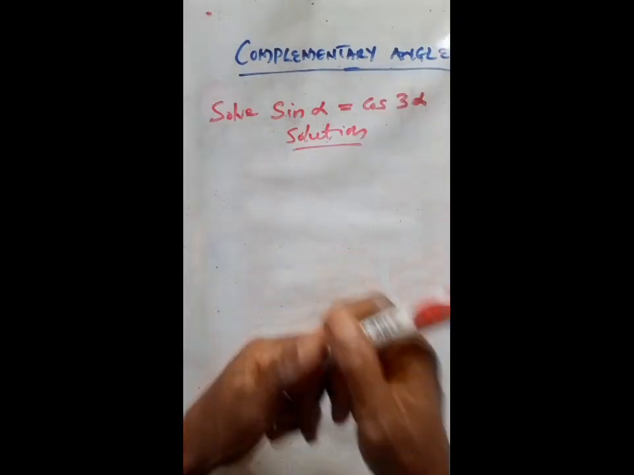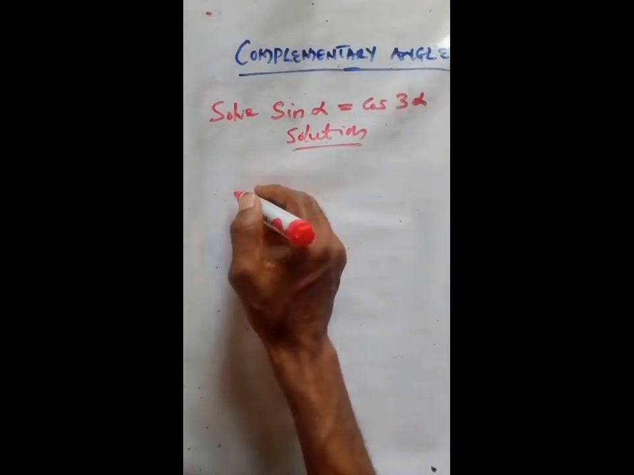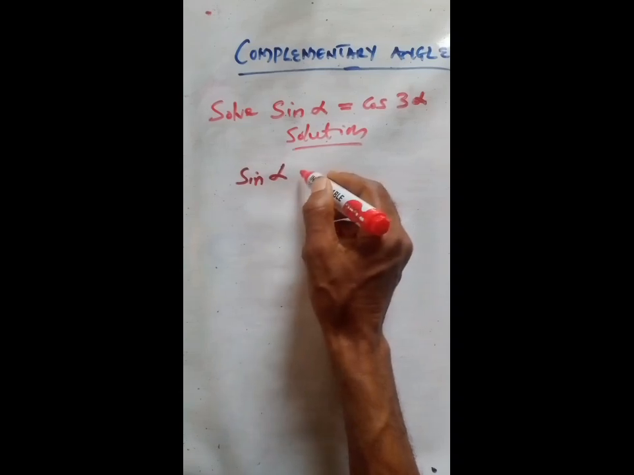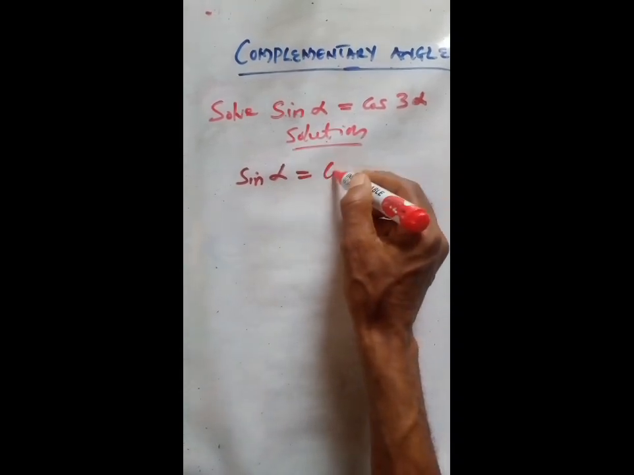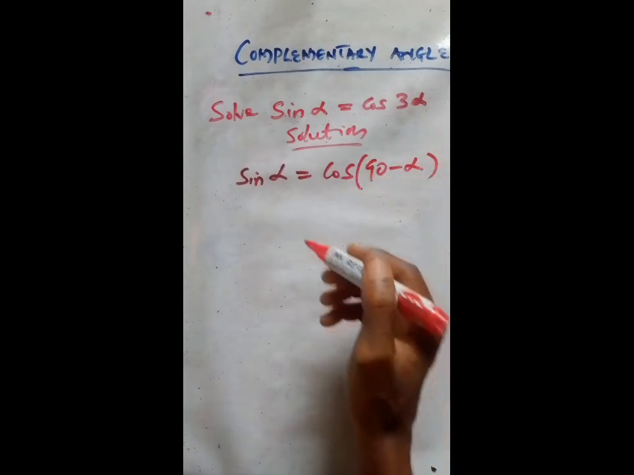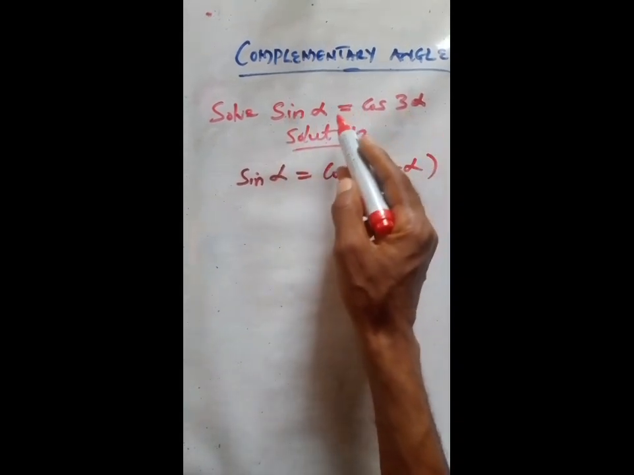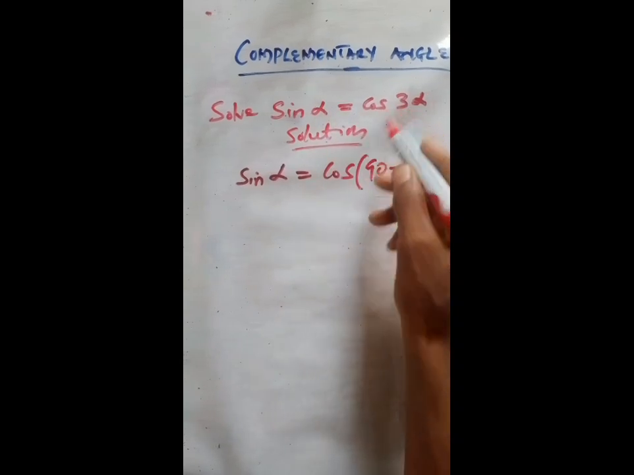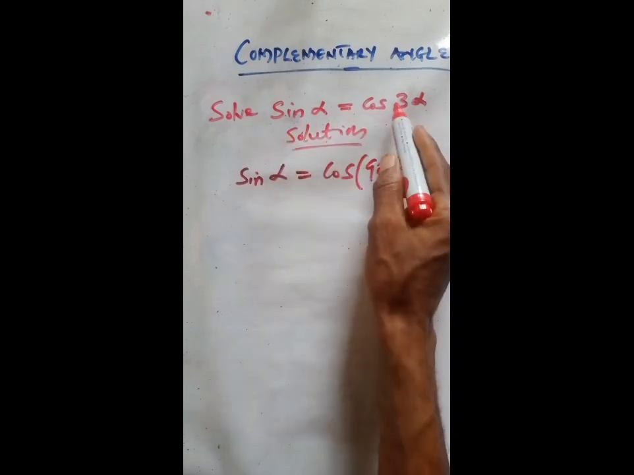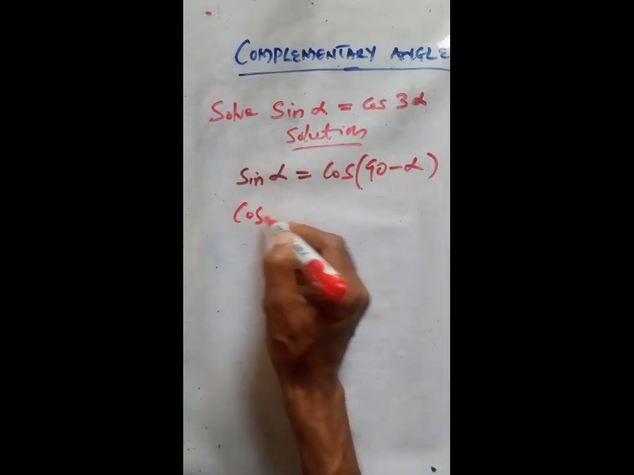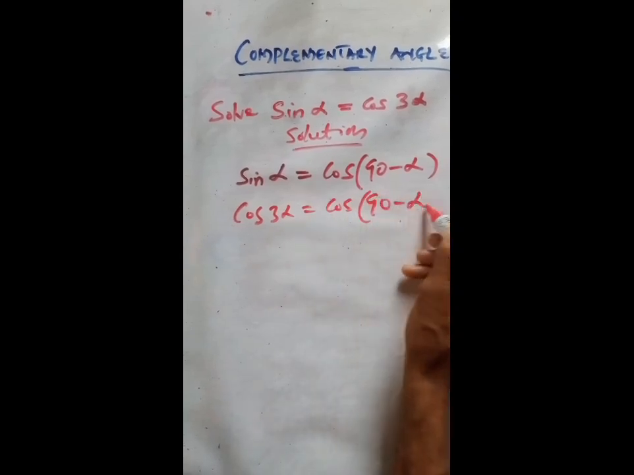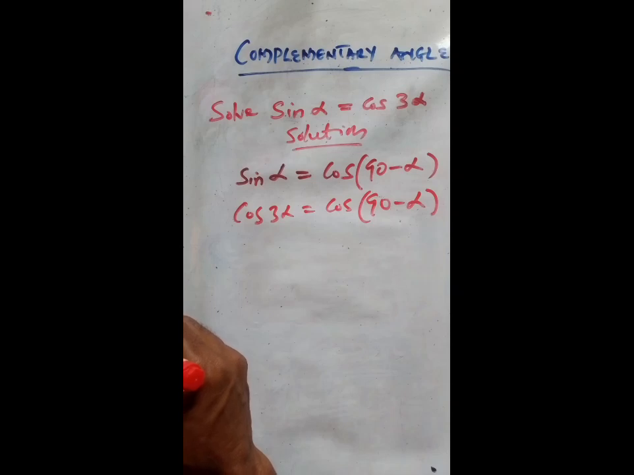So let's look at another question. Solve sine alpha is equal to cos 3 alpha. Now, sine alpha will be equal to, from the identity, cos of 90 minus alpha. Now, sine alpha there is cos 3 alpha. So where you see sine alpha, let's put cos 3 alpha there. So you are going to have cos 3 alpha is equal to cos of 90 degrees minus alpha.